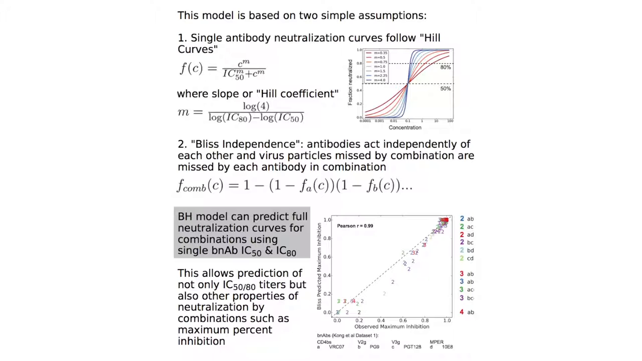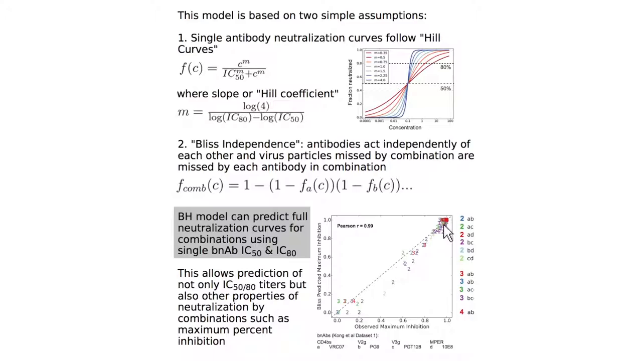The prediction of the full neutralization curves allows for prediction of not only IC50 or IC80 titers of combinations, but also other relevant properties, such as maximum percent inhibition at a given concentration, shown in this figure here. Here again, we have Bliss predicted maximum inhibition on the y-axis and observed maximum inhibition on the x-axis from the Kong et al. panel, with the different antibody combinations shown in different colors and indicated by the number of antibodies in each combination. Here again, we find very good agreement between predicted and observed data.